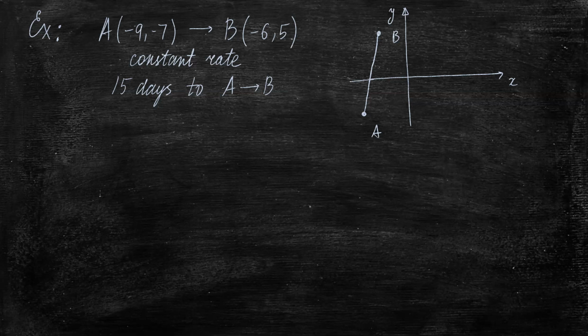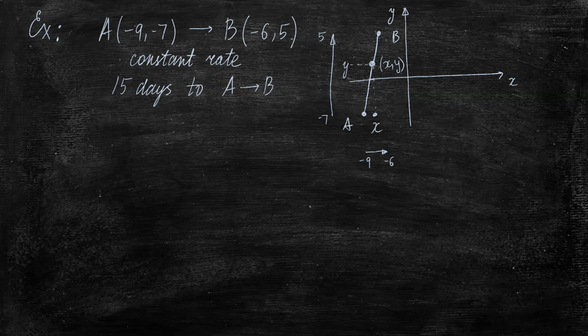So if we independently look at the x and y coordinate of the moving particle, so here's the x coordinate, and here's the y coordinate, we'll be able to see that x advances from the x coordinate of point A to the x coordinate of point B. So x advances uniformly from -9 to -6, while y advances uniformly from the y coordinate of A to the y coordinate of B.